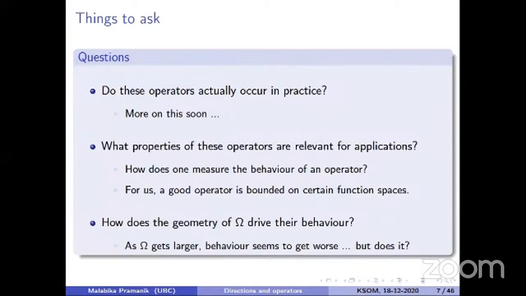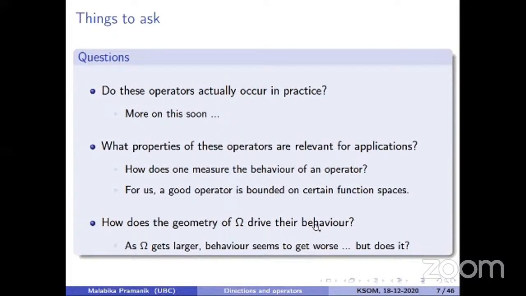For us, an operator is good if it is bounded on certain function spaces, such as the Lebesgue spaces L^p. Being bounded on an L^p space means that if you feed an L^p integrable function f into the operator, the output function g remains in the same space. Thus, the operator rule does not allow something ill-behaved to be constructed out of a nice function. In other words, the behavior of the output function is no worse than the input.